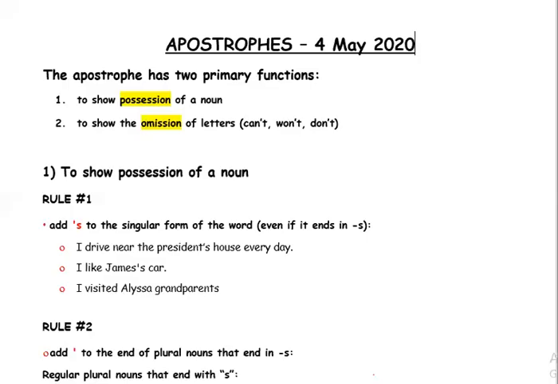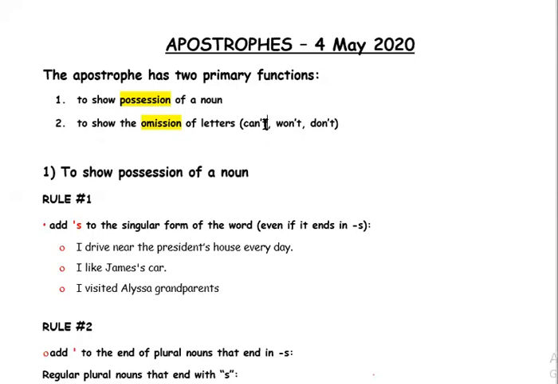I'm sure you know what apostrophes are, because we did them in the first term, right? We use apostrophes when we want to shorten words. So if you look at number 2 here, it says to show the omission of letters. The word omission means when you leave something out, when you omit something, all right?